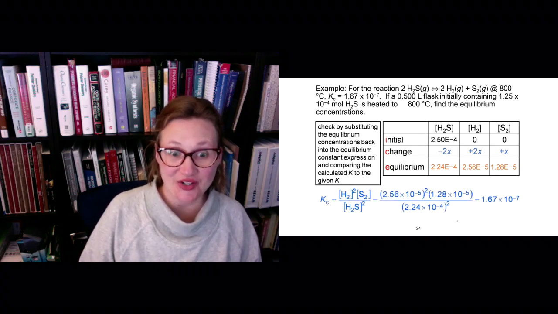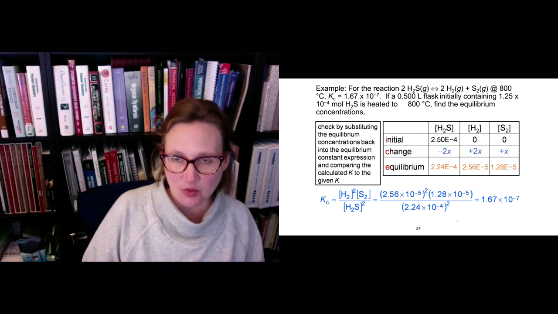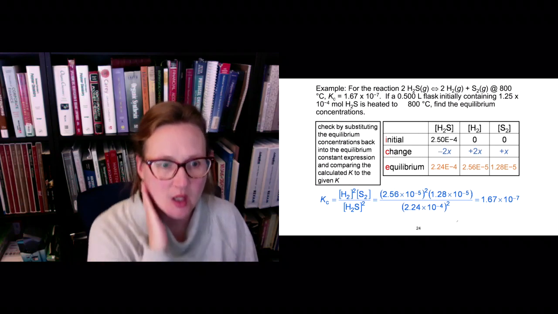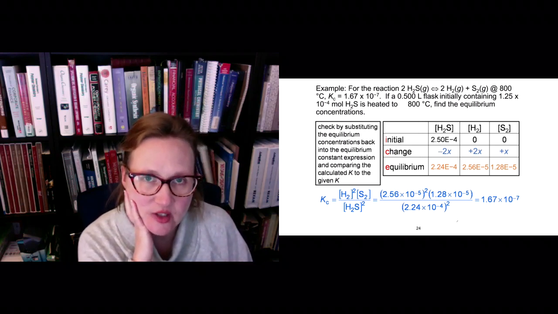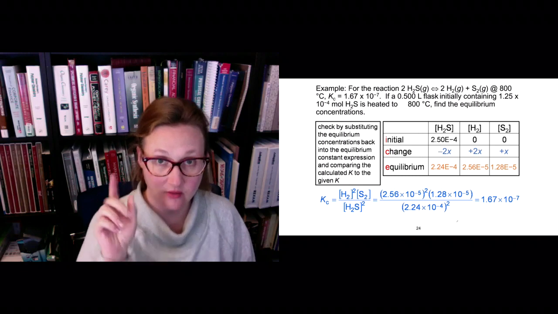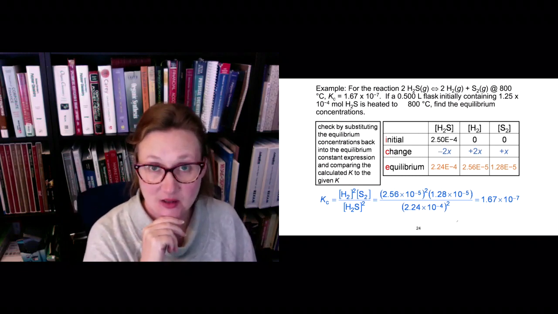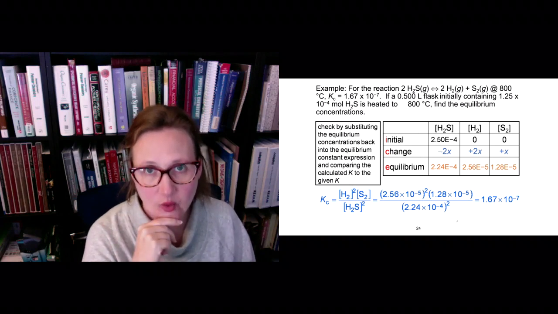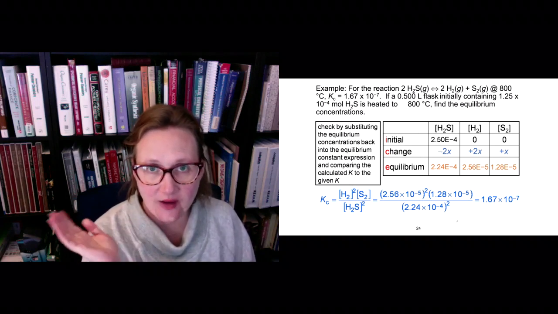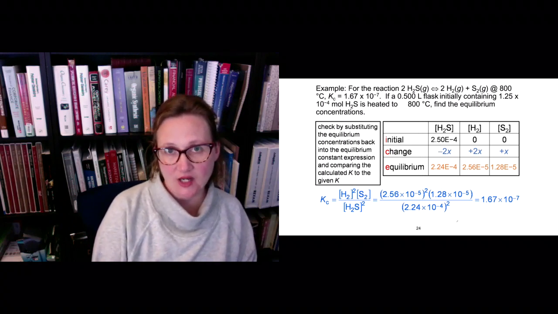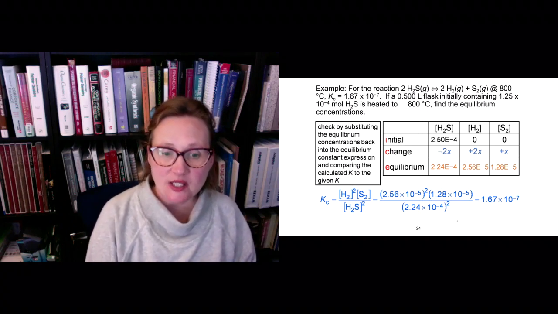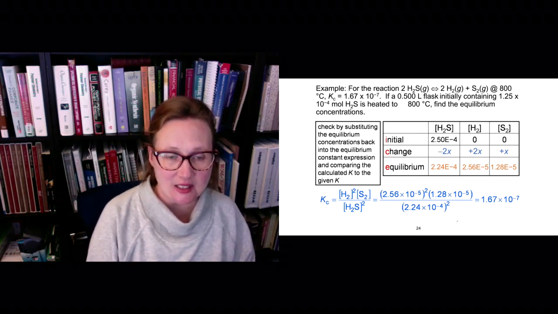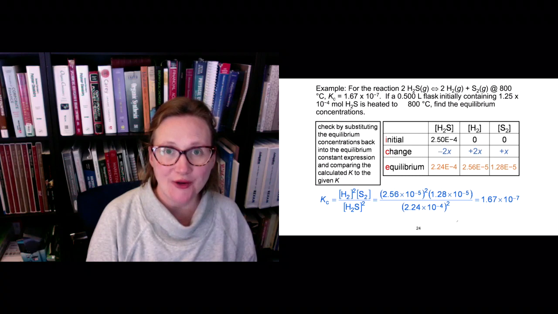All right, so let's check ourselves. We used our best approximation here, because remember the first approximation was too large. Then we tried it 2 more times and saw that the approximation didn't change, so we could use it. Now we want to check it. We want to make sure that we have the right concentrations at equilibrium by substituting in those concentrations and comparing what we get to what we're given.